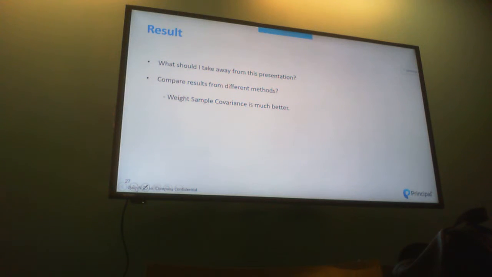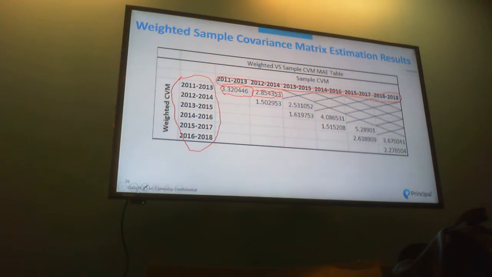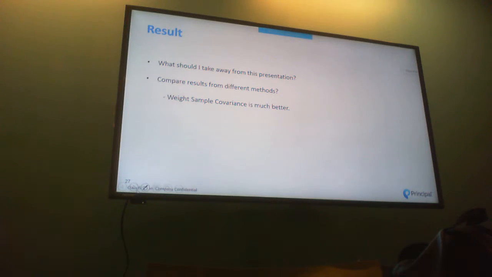I'm happy that you were able to implement that. That's good work, team. So the result is that the weighted sample covariance matrix is much better than the sample covariance matrix.